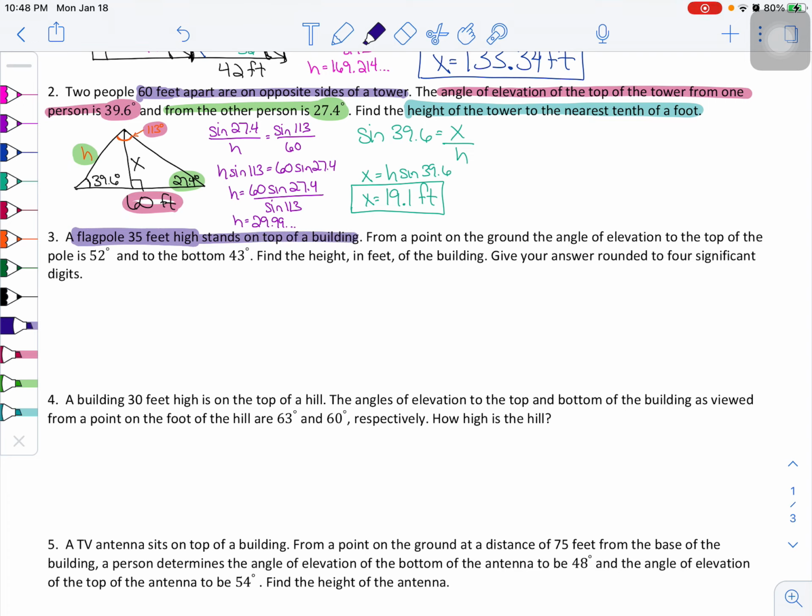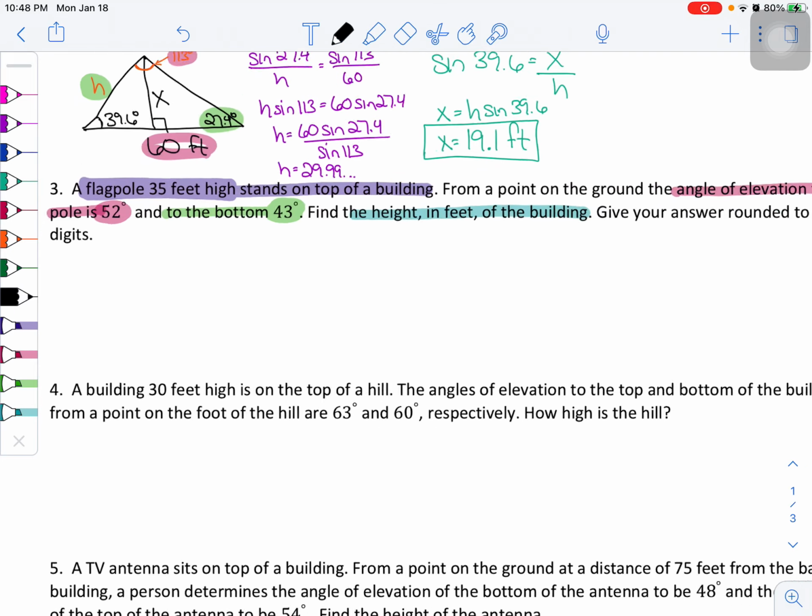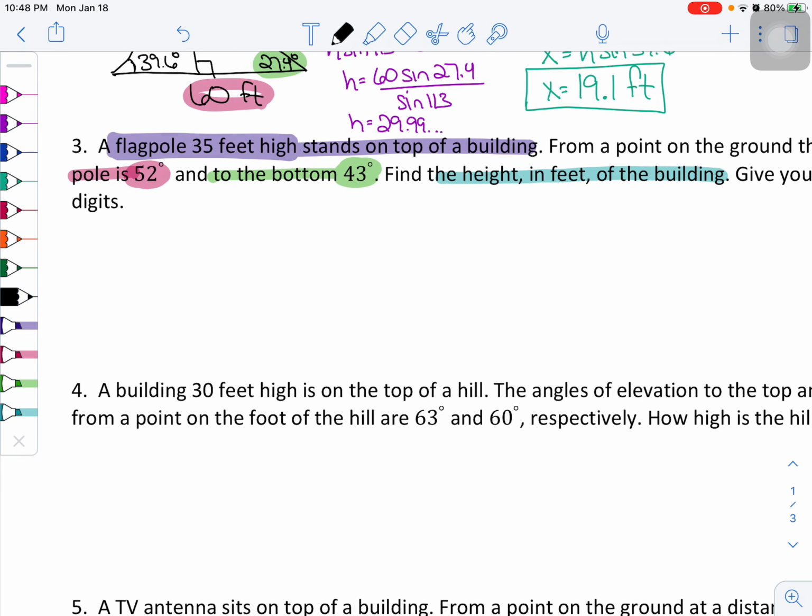Okay, a flagpole 35 feet high stands on top of a building. From a point on the ground, the angle of elevation to the top of the pole is 52 degrees, and to the bottom is 43 degrees. Find the height in feet of the building, rounded to 4 significant digits. Okay, let's draw a picture.